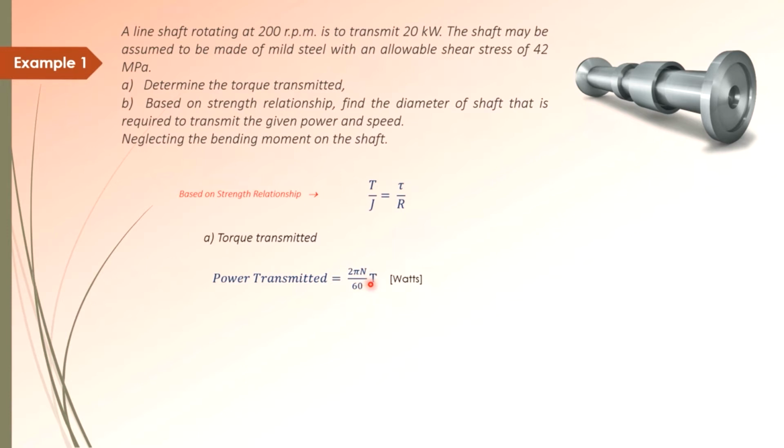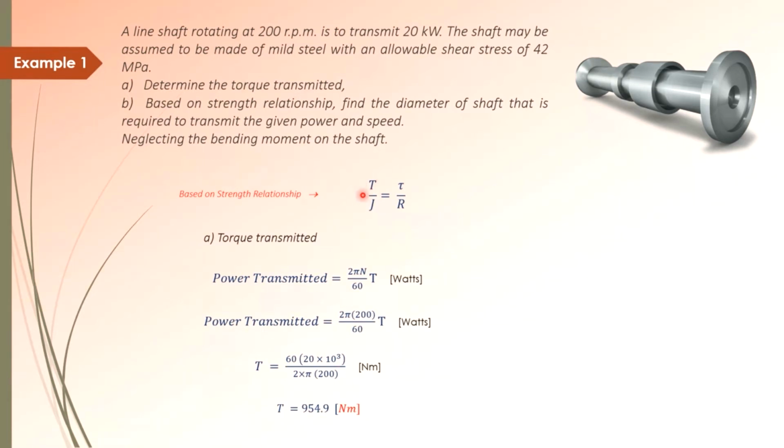So this usually is equal to T omega, where omega is the angular speed, which is in radians per second. That is why, from revolutions per minute, if you want to convert to radians per second, you have to multiply by 2 pi and divide by 60. So the speed will be 200. So you got a torque of 954.9 Newton meter. That would be the first part of the question.